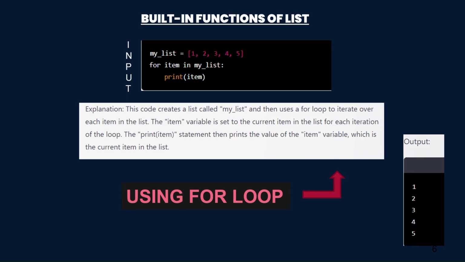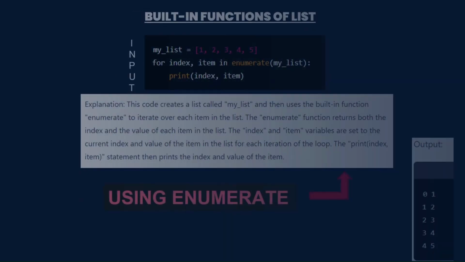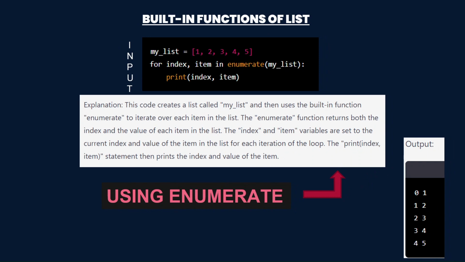Alright. So then comes using the enumerate function. To use the enumerate function, we will write my_list equals in brackets 1, 2, 3, 4, 5 for index, item, because here we have to print the index also and the item also which is associated to it.